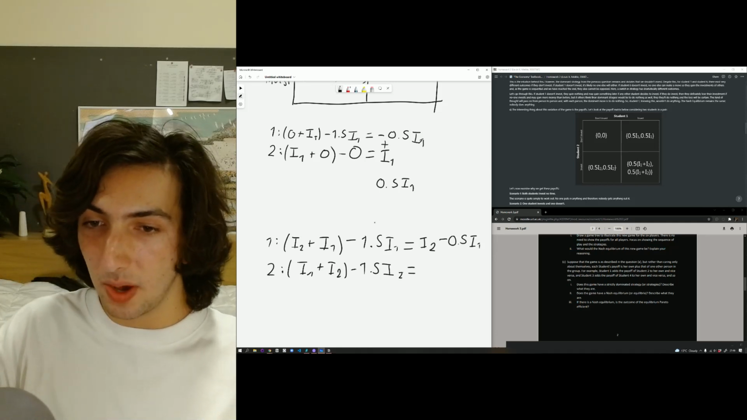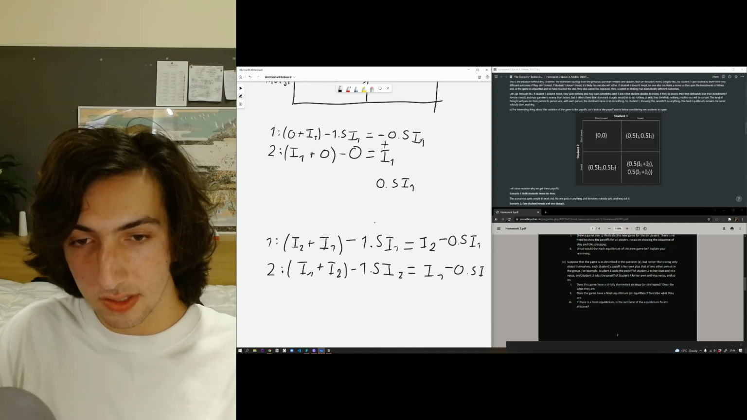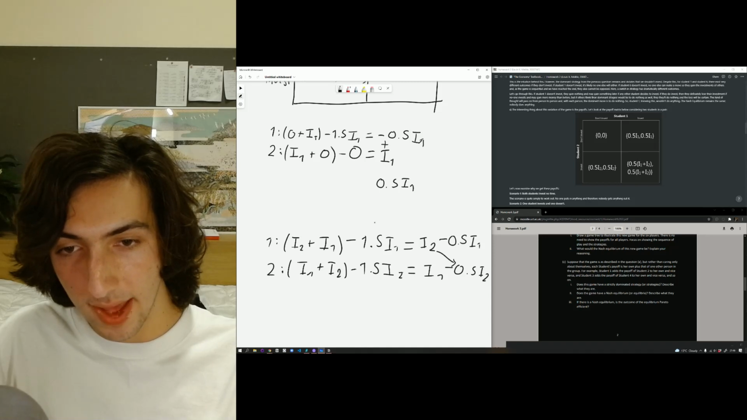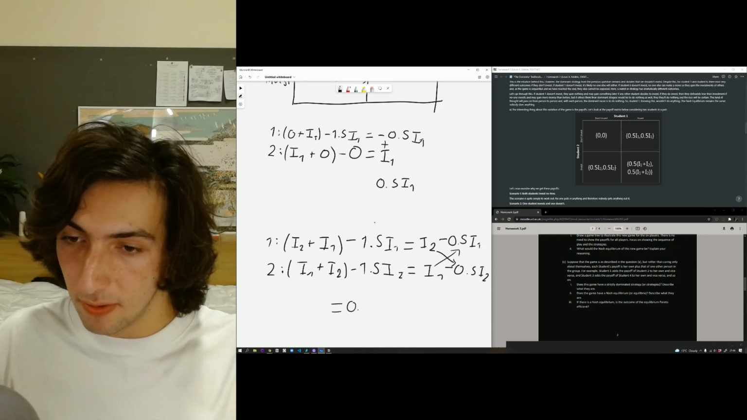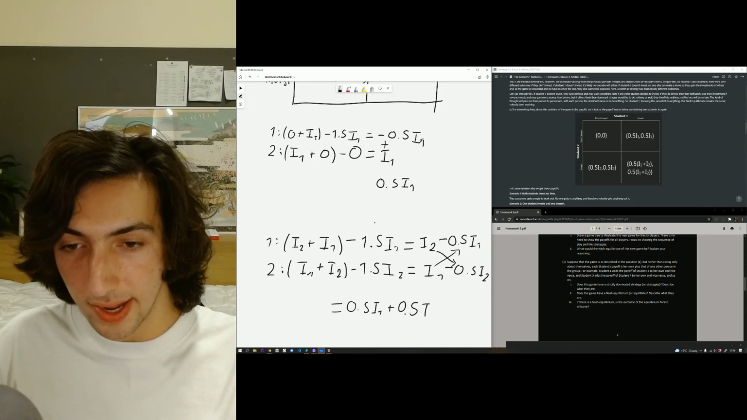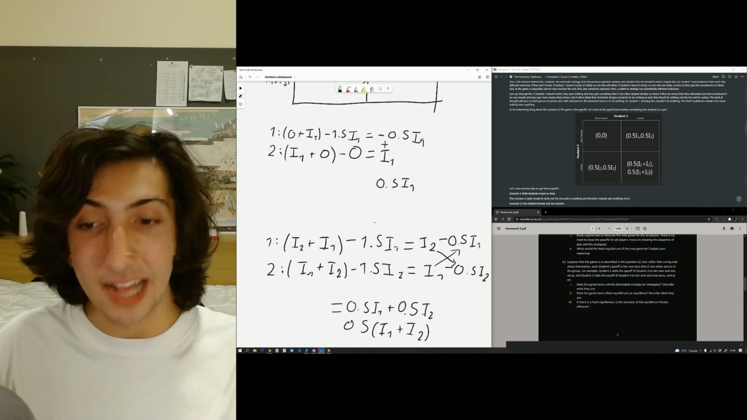So this one is going to be I1 minus 0.5 I2. Now combining these, we can tell that this will just subtract from that, this will subtract from that. So we end up with 0.5 I1 plus 0.5 I2, which you can also factorize if you feel like it, which I do. So we're left with that as our payoff.